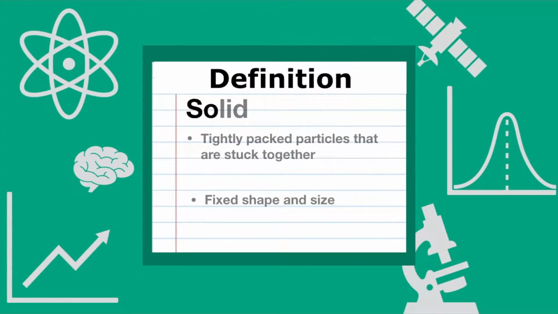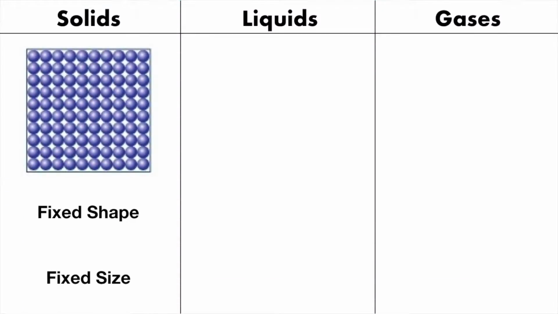The definition of a solid is matter with tightly packed particles that are stuck together, and matter that has a fixed shape and size. The next type is liquids.